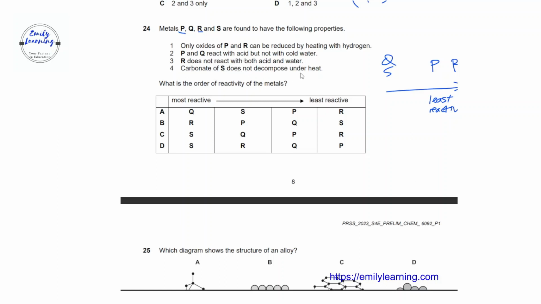Carbonate of S does not decompose under heat, so that means it is a group 1 carbonate, right? That's why it doesn't decompose under heat. And group 1 reacts with cold water, they are very reactive, but Q cannot. That means Q is less reactive than S. So the order is S, Q, P, R. So the answer is C for 24.